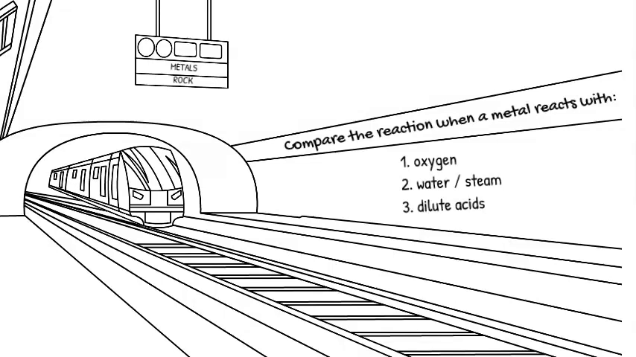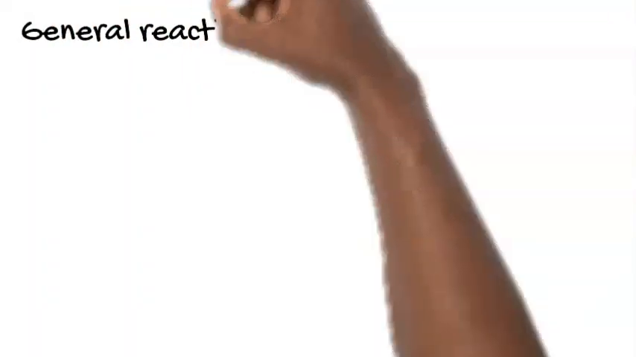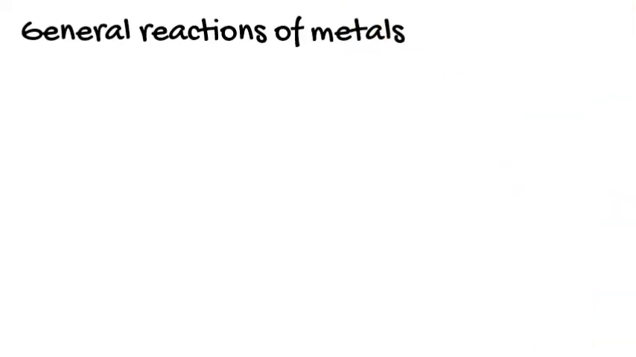Some reactions are violent with explosions. Some reactions, there's vigorous bubbling. Others, there's a little bit of fizzing. And in some metals, there are no reactions happening at all. Scientists use this to put together the reactivity series.